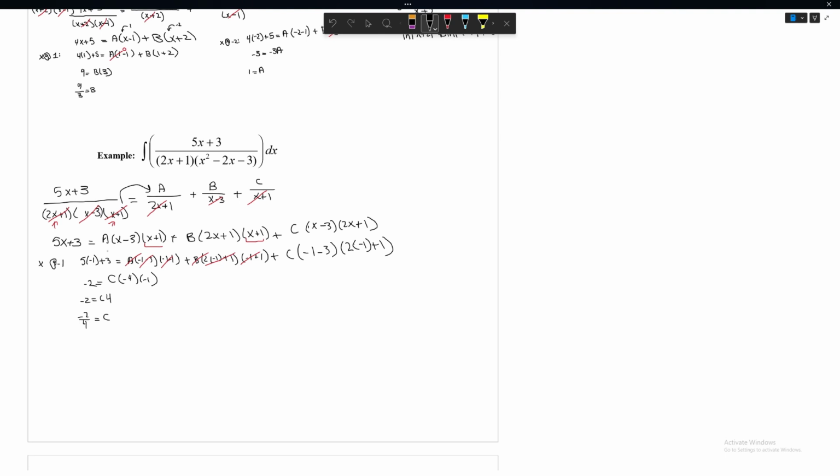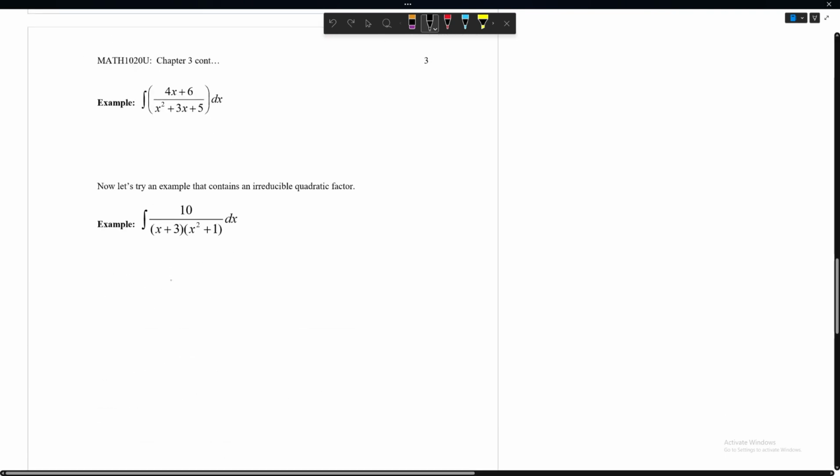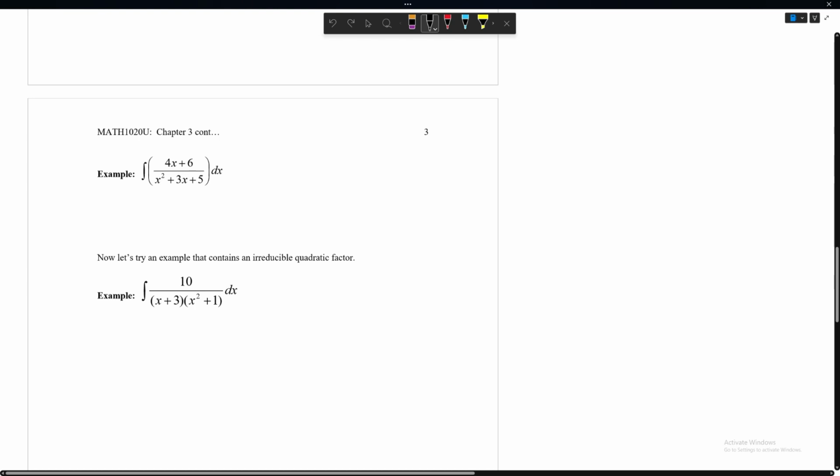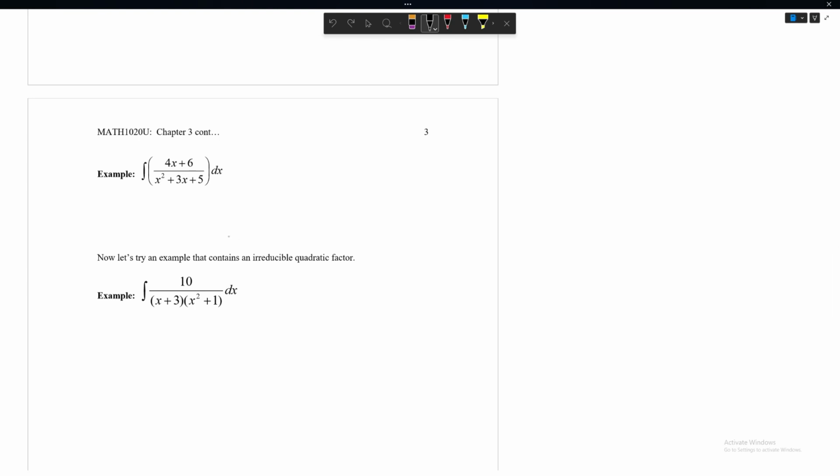Cancel out my b, cancel out my a. Then I'll get some function which is in the format of a over something. Sub your a, b, and c in, and just integrate using ln. All right. Because I showed you the example from above, you should be fine with whatever's left.